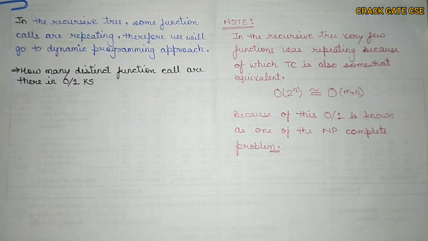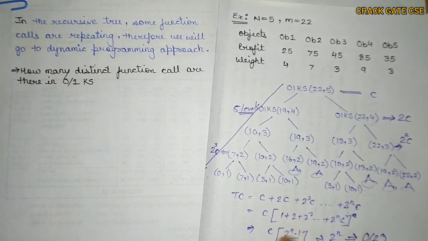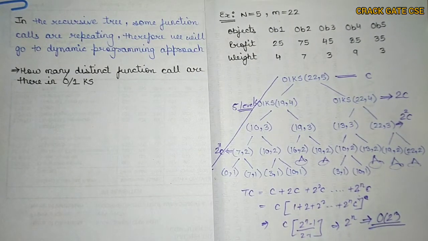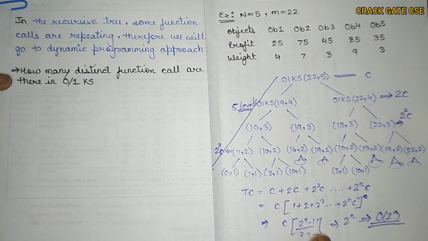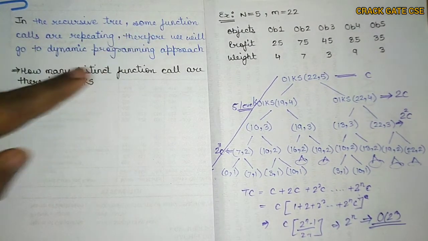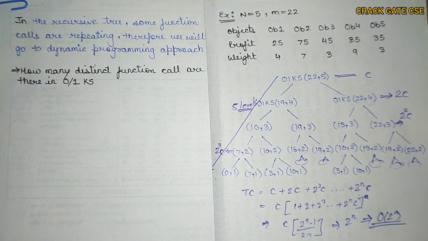Here you can see one thing: in this particular recursive tree, many function calls are repeating again. So in the recursive tree, some function calls are repeating, therefore we can go to the dynamic programming approach. If there is any such case where function calls are repeating again and again, this is a hint that you can use the dynamic programming approach to minimize the time, or to solve the problem in less time.